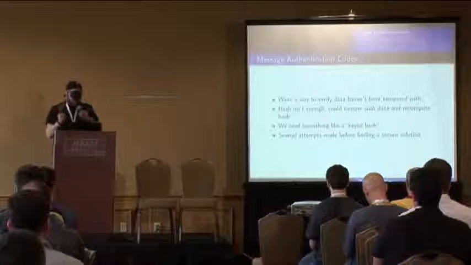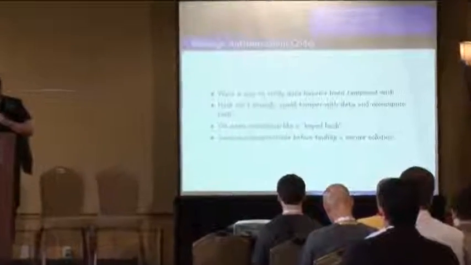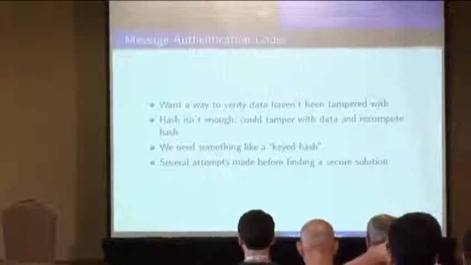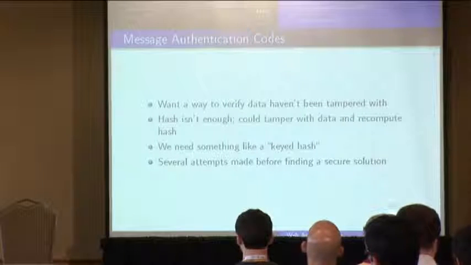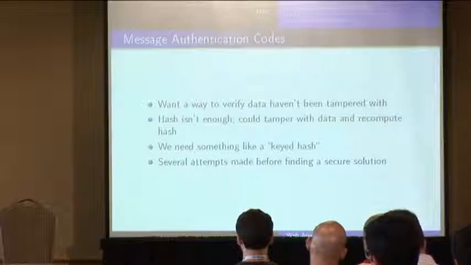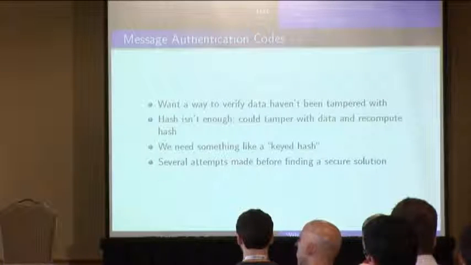What we really need are something called message authentication codes. What we want is a way to verify that data hasn't been tampered with. A hash isn't enough. Someone could tamper with it and recompute the hash. We need something like a keyed hash. Cryptographers spent a long time trying to do this right. It actually turns out to be particularly hard.